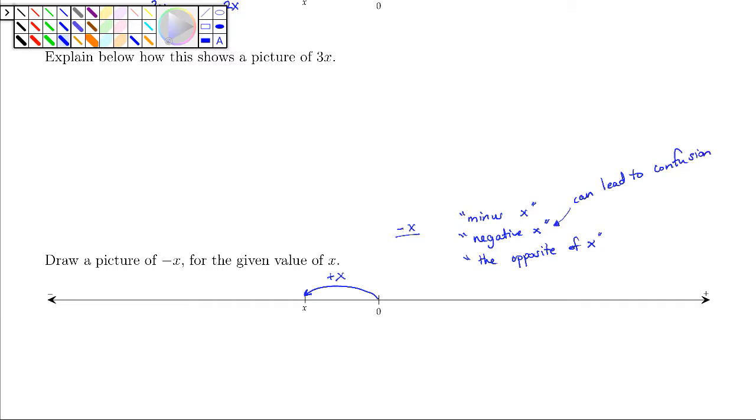So I would actually say, I would favor calling it the opposite of x. Maybe I should put a little star rather than an asterisk. I would call it the opposite of x. So if this is where x is, then the opposite of x would be in the opposite direction on the other side of 0. So this would be the opposite of x. All right?